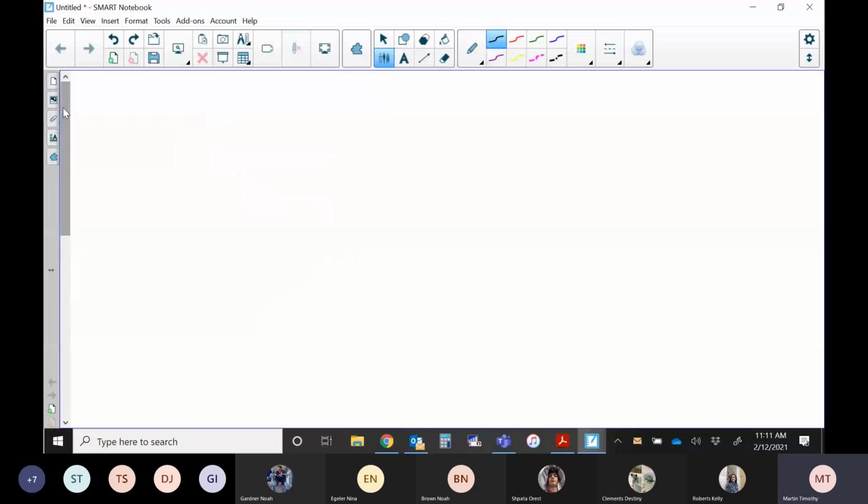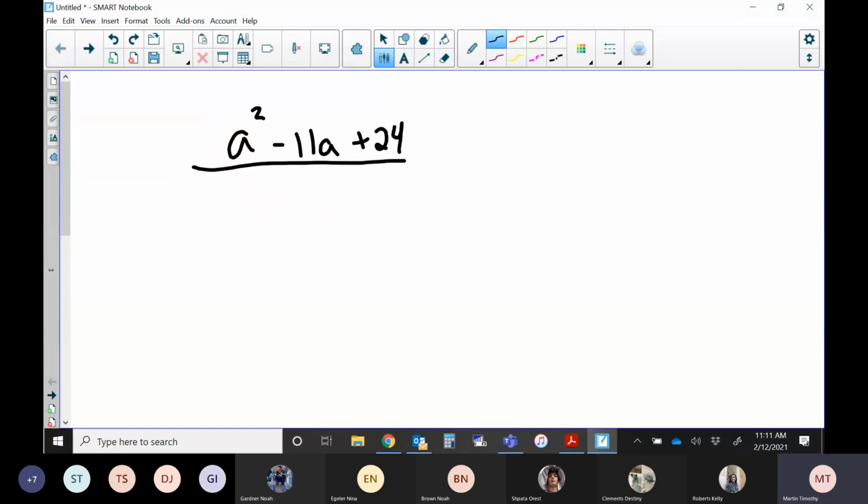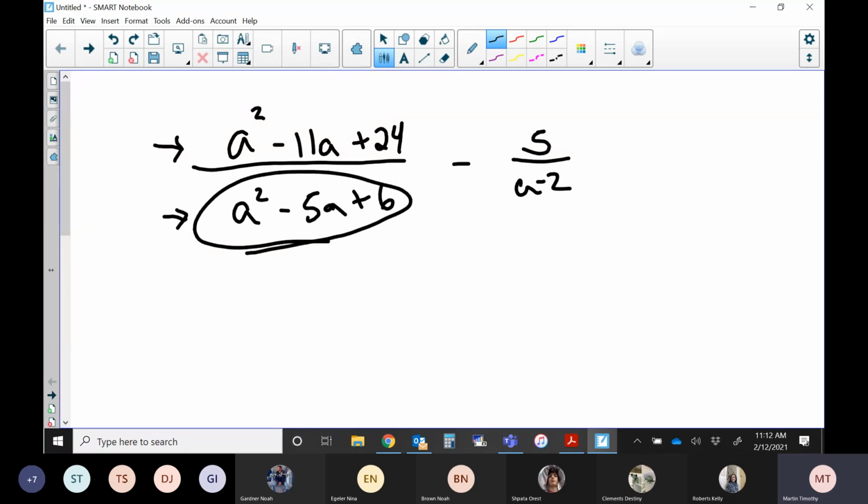Number 3. A squared minus 11a plus 24 over a squared minus 5a plus 6 minus 5 over a minus 2. So here we're going to factor both the top and the bottom just in case something cancels out. It might help us. If you want to do this on the side, that would be good. But really, all we need is the bottom factors, because then we can make common. But sometimes, like I said, we can factor both the top and bottom because maybe something will cancel.